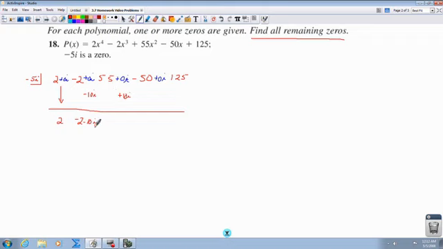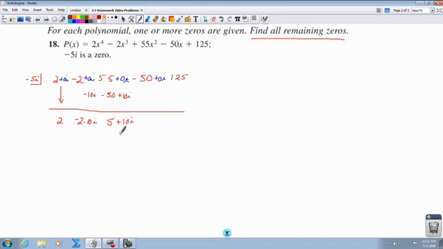Now you've got to remember that i times i is i squared, and what is i squared? It's negative 1. So a positive 50 will turn into a negative 50 because you had i squared there. So I'm going to put negative 50 underneath the 55. So 55 minus 50 is 5. And 0 and 10i make 10i.